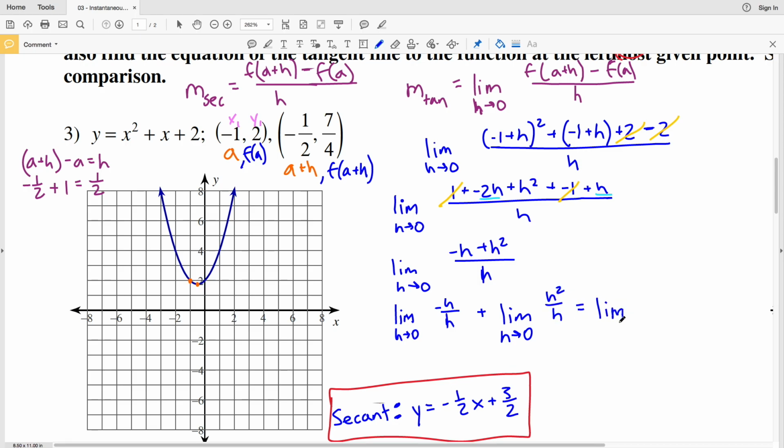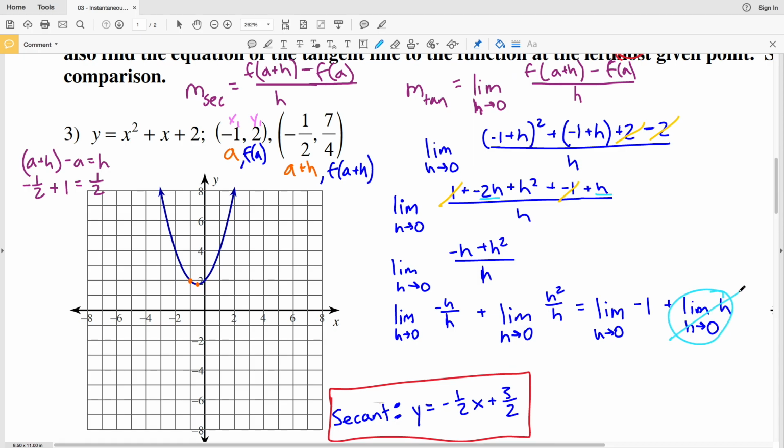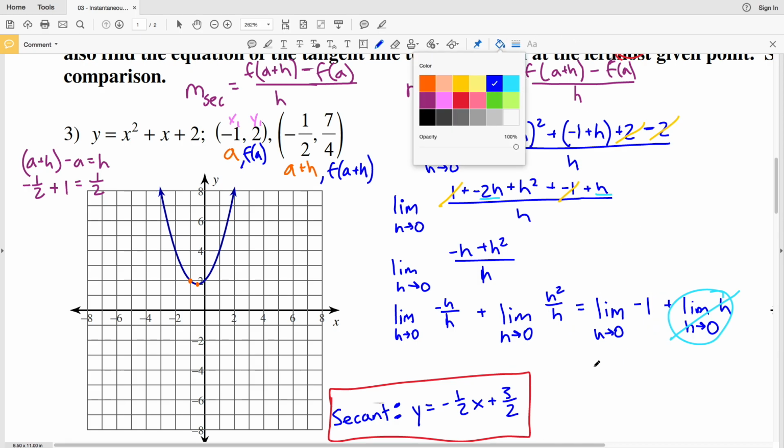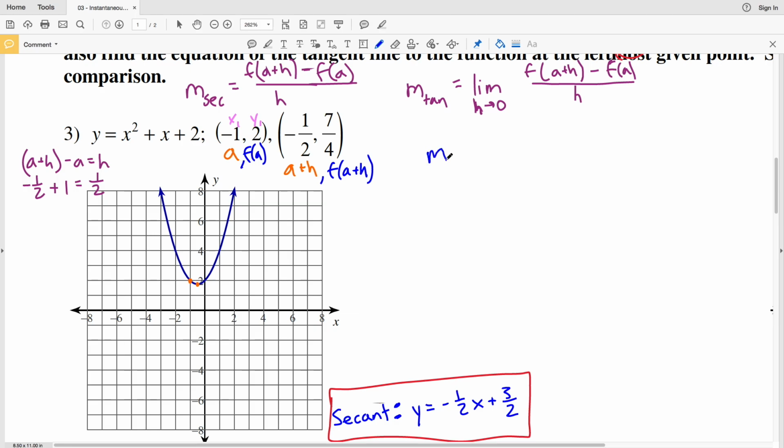So the limit as h approaches 0 of negative h over h is a negative 1. So I have the limit of negative 1 as h approaches 0 plus the limit of h squared over h is a positive h as h approaches 0. So as h approaches 0, the second limit will become 0. So I'm left with the limit of negative 1 as h approaches 0, which is equal to negative 1. So the slope of my tangent line is negative 1. So again, the slope of my tangent line equals negative 1.